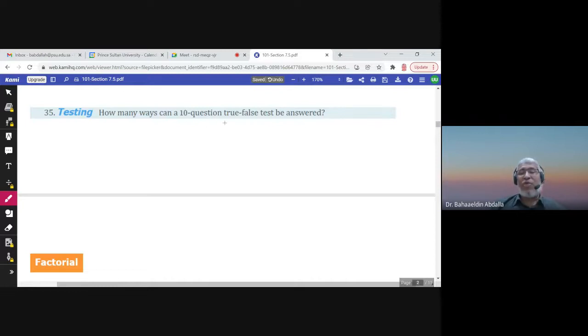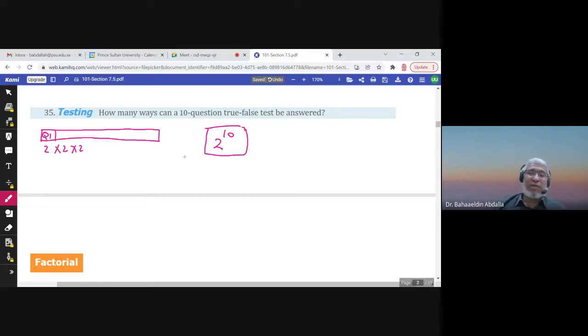How many ways can a 10 question true false test be answered? Okay. How many questions are there? 10 questions. Let us do it question by question. You have to always think step by step. So let us answer the first question. True and false. So how many possibilities are there? I have 2 possibilities to answer, either true or false. And then the second question, 2 possibilities. The third question, 2 possibilities. How many questions? 10. So there are 2 to the power 10 possibilities to answer these 10 questions.